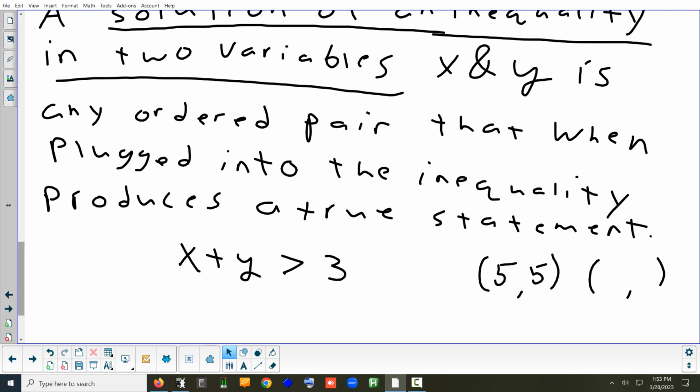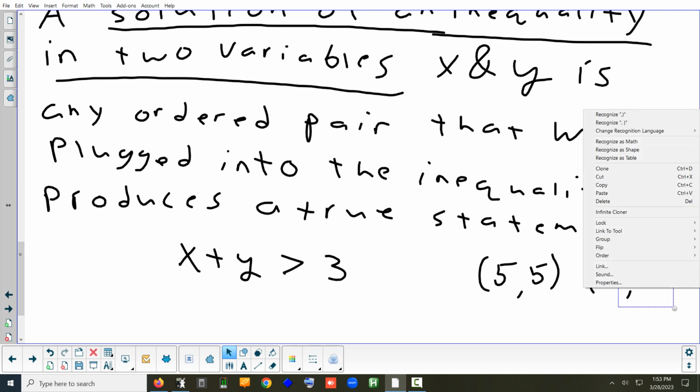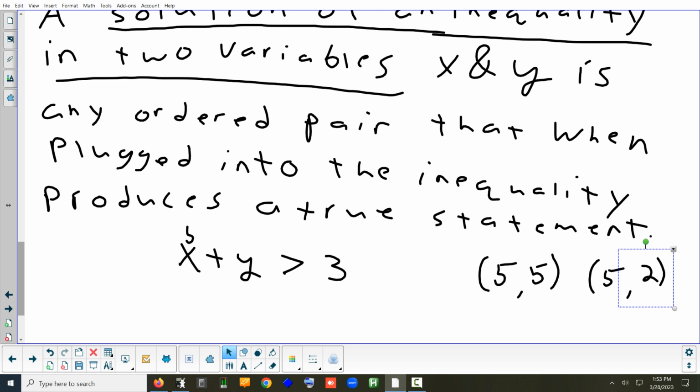Okay, let's pick different numbers, just to show that we don't always have to use the same numbers. All right, let's try 5 and 3. So we picked an X value of 5 and a Y value of 3. If you plug in a 5 here and a 3 there, 5 plus 3 is 8. And then 8 is definitely bigger than 3. So the one that you said, Michael, would have worked too.